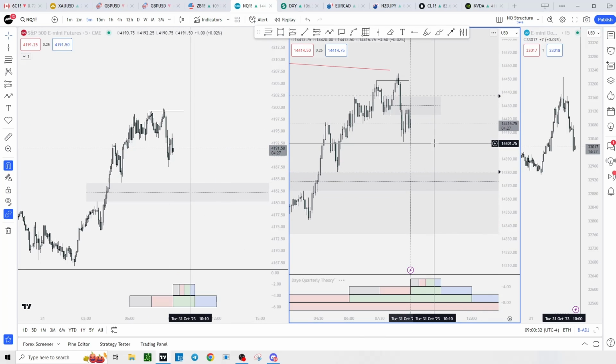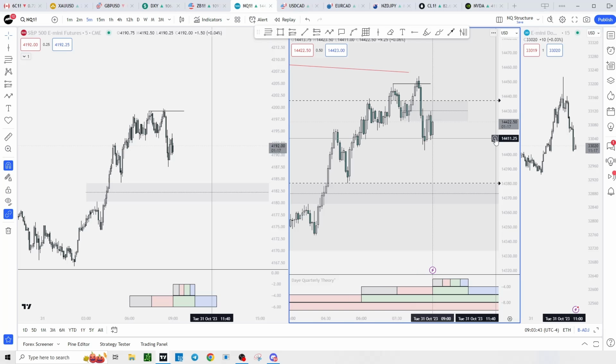NQ's dropping from the breaker, which is nice. I just hope we drop from here and then maybe get a second leg of distribution somewhere. I would expect that during equities open, and then the 10 o'clock news continues it. I think it ran it all the way up here, and now it's going to come down. It's looking like a London swing to New York Open, so like an SMT at the highs as well.